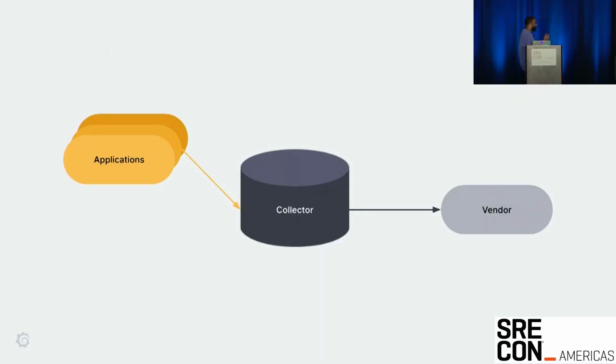So typically, this is basically how it will look. You have all your applications instrumented with OpenTelemetry, and then you send the data to the collector, which writes it to a vendor. I mean, when I say vendor, it can also be a set of open source projects. Almost all the major open source projects and vendors are supported by the collector.